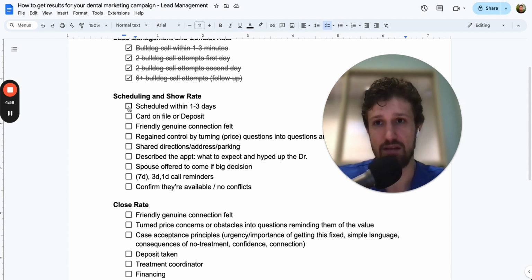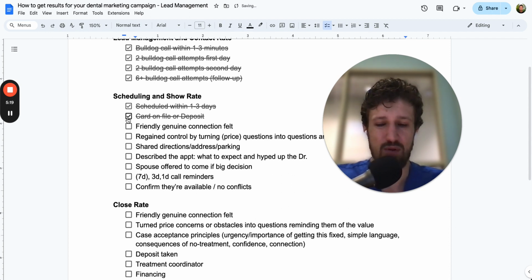So if anything, it's showing that the booking is a bit weaker. But if they are willing and able to come in within that week or within the first 1 to 3 days of the call, this is actually an urgent concern. It shows a bit of motivation and urgency. So we want to schedule them within 1 to 3 days. Higher show rate, end of story.